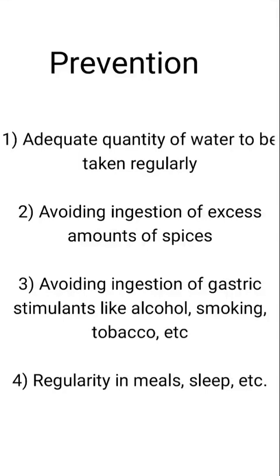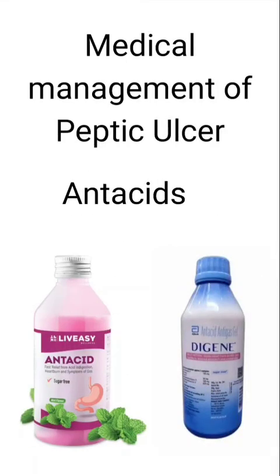Let us have a look at the medical management of peptic ulcers. Now, there are various methods which are employed for management of peptic ulcers. These methods are usually aimed at either decreasing or inhibiting the acid secretion, and second, enhancing the mucosal resistance to acid. So, the various products which are commonly used, one is antacid.